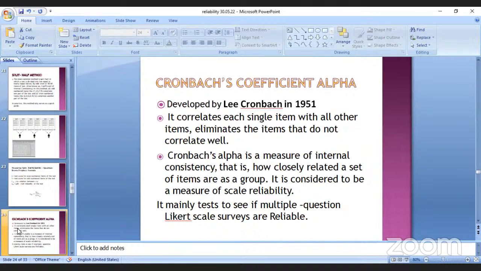Cronbach's coefficient alpha was developed by Lee Cronbach in 1951. It measures the internal consistency, and it is used for the Likert scale or scales like it. That means where we are trying to find out a latent variable, something otherwise not measurable, which we can measure only by asking people certain questions. All personality tests and attitude tests fall under this Likert type of questionnaire, and there we will be using Cronbach's coefficient alpha.